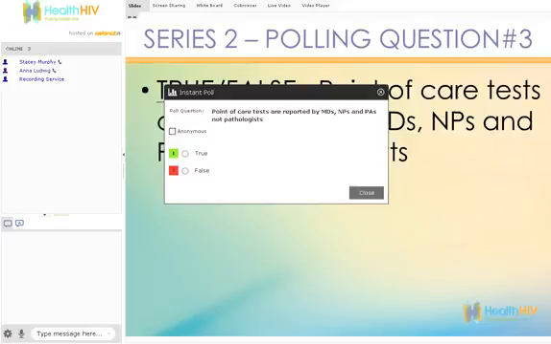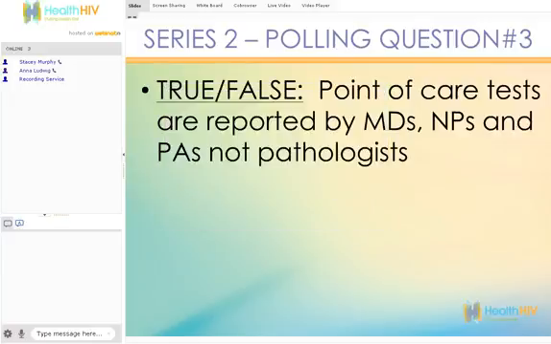So again, you just have to make sure that you are aware of what's going on in your state to determine what you can and what you cannot report. So the answer is true, but you should still check with your local state Medicaid agencies.